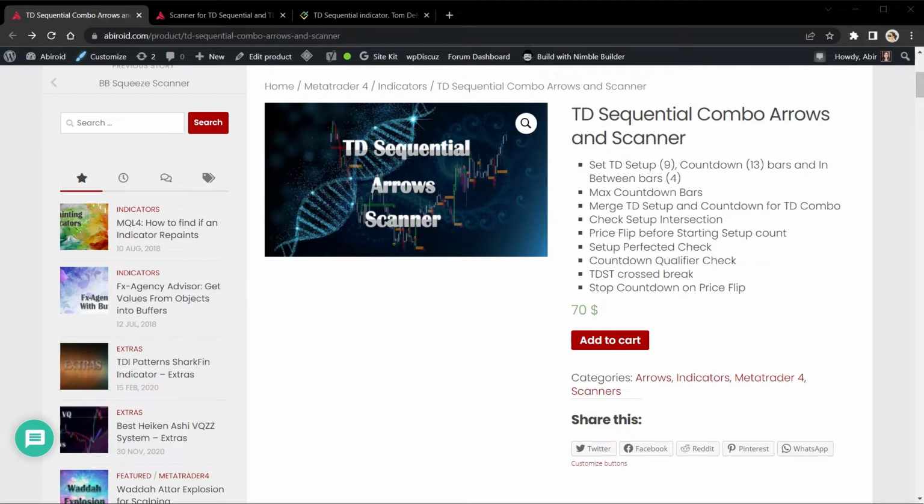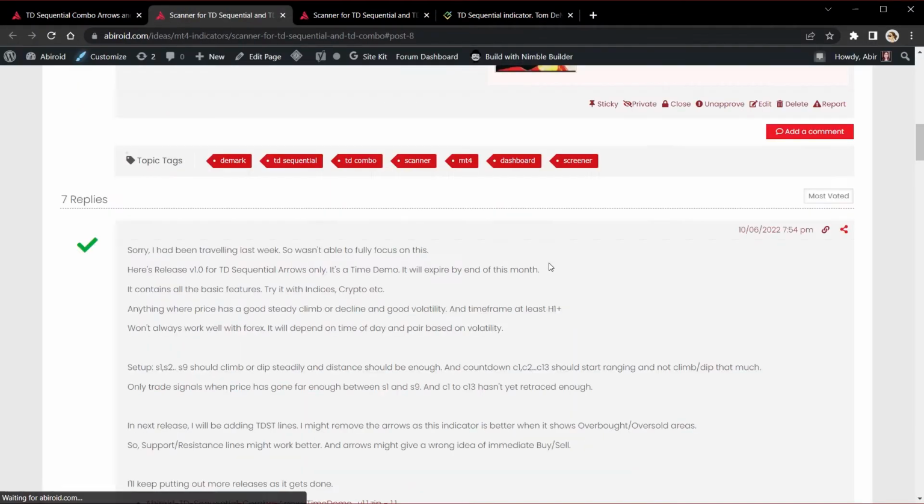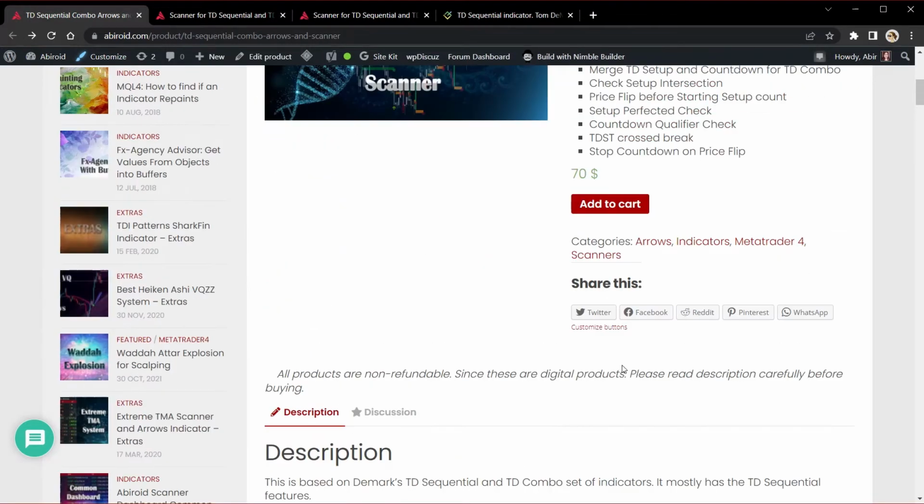Today I would like to talk to you about the TD sequential set of indicators, the arrow and the scanner indicators. This is originally based on Demark's TD sequential and TD combo strategies, but this indicator mostly has features for TD sequential. It was originally sent to me by Scotty, and you can see his original idea in this post right here. So this is the original idea, and based on this we have this set of indicators.